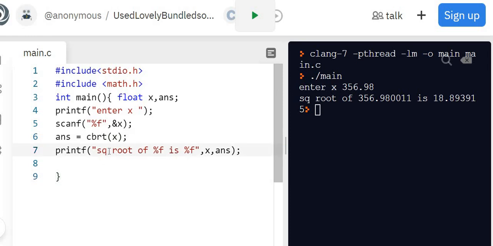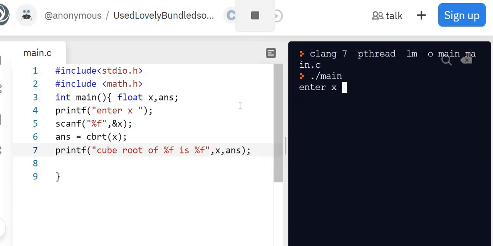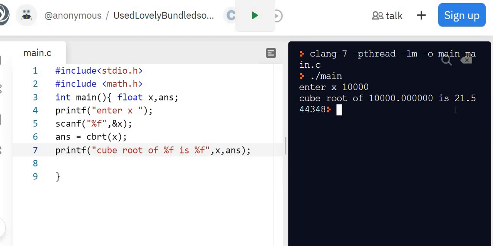Here also we will write cube root. Cube root of this. So let's run this. Which cube root do we want? Suppose 81. 81 is 4.32. Which cube root do we know? 343. Cube root is 7. Yes, so you can give any value. Suppose 1000. 10,000, by mistake I have. So whatever value is given, it gives the cube root.